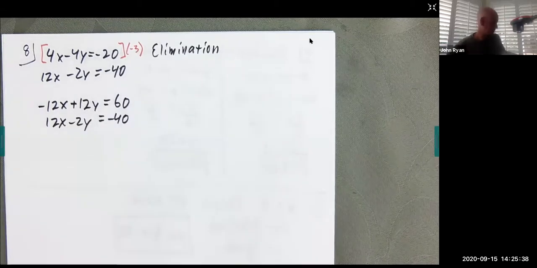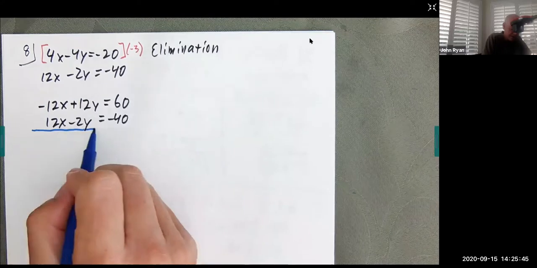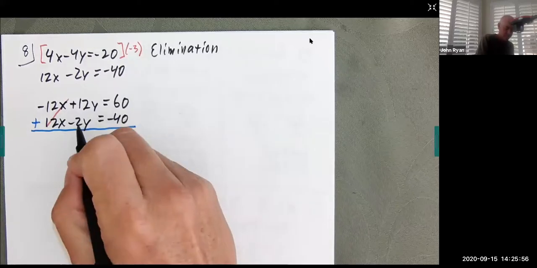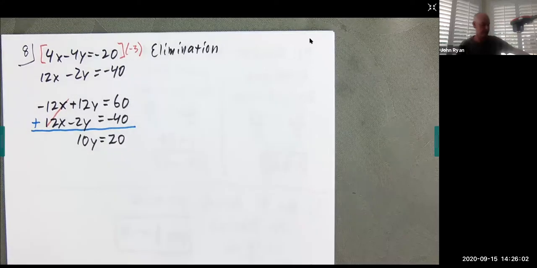And by doing that, when I add these two together, you can see very nicely the x's are eliminated. And 12y minus 2y is 10y. 60 minus 40 is 20. And so we've gone from 2 equations with 2 unknowns down to 1 equation with 1 unknown, which is the goal, because we're supposed to be pretty good at these by now.